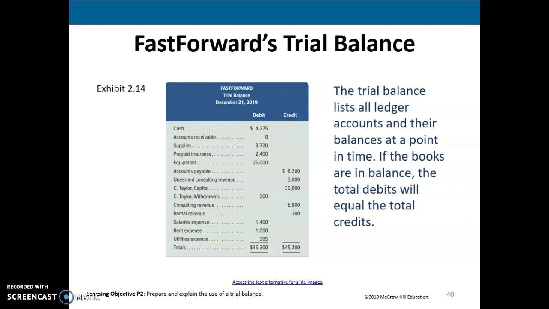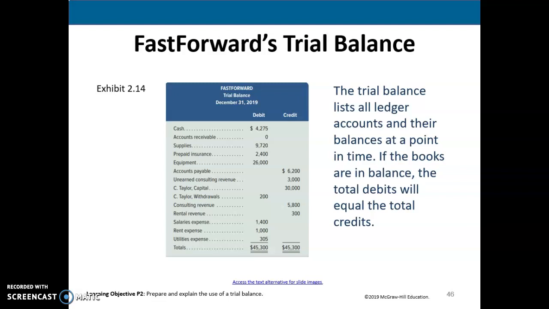This is a trial balance that lists the accounts that we had for Fast Forward with their ending balances. We're just listing each account and their balances in the appropriate columns. If it had a debit balance, we list it on the debit side. If it had a credit balance, we list it on the credit side. Then we add those all up and get a total. Make sure that the total debits equal the total credits. Again, doesn't mean that everything's perfect, but it's at least a good start.